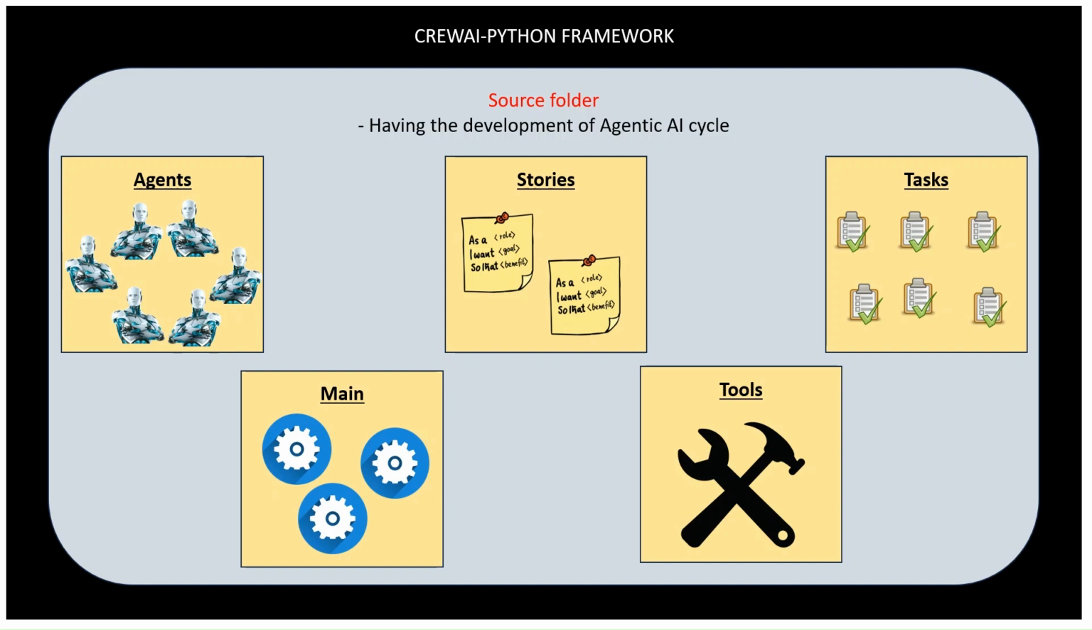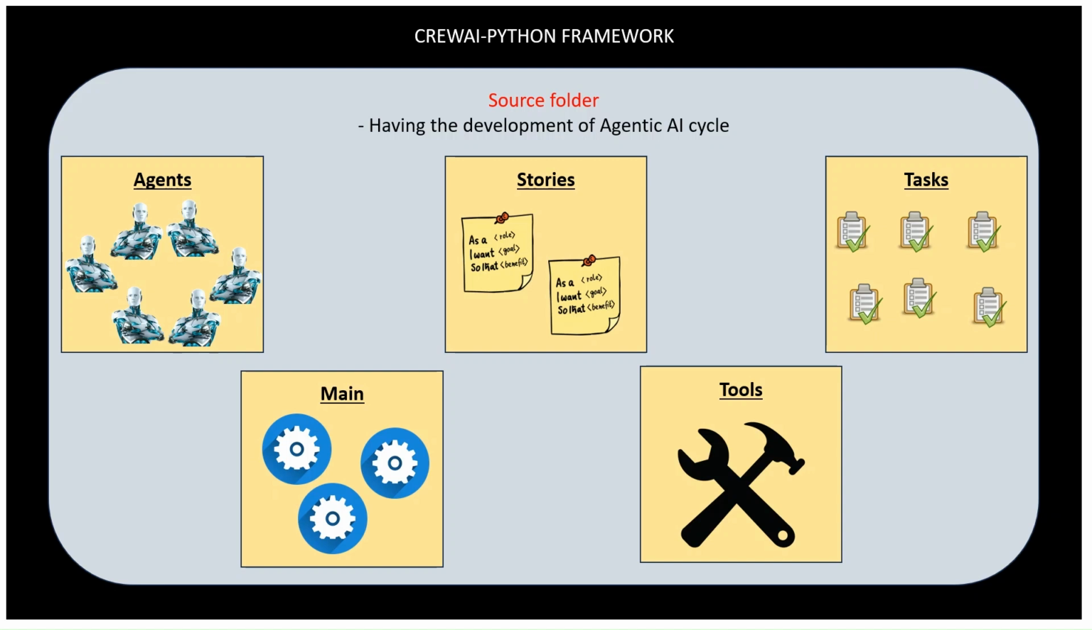In that there is a gray box. The gray box is nothing but the source folder. So we are focusing on the source folder, which has the development of the agentic AI cycle. You need to develop these things in your framework. Based on that, we created some subfolders in the source folder. The first folder is the agent folder.